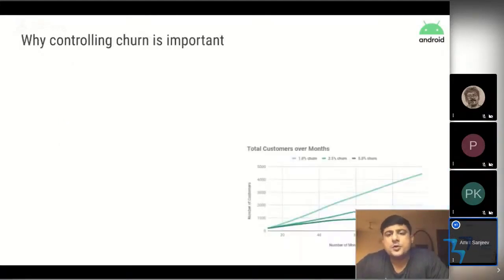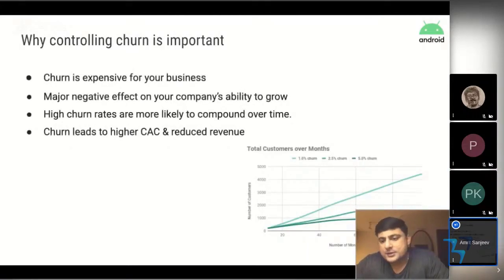Now, why should you control the churn? Look at this chart, a very interesting chart that I found on the internet the other day. Even a single-digit churn in your customer base can have a real lasting impact, because churn is very expensive for your business. It has a negative impact on the growth trajectory because more people are trying and then leaving the app. A high churn rate gets compounded over a period of time.